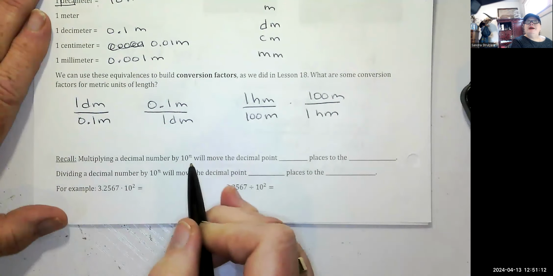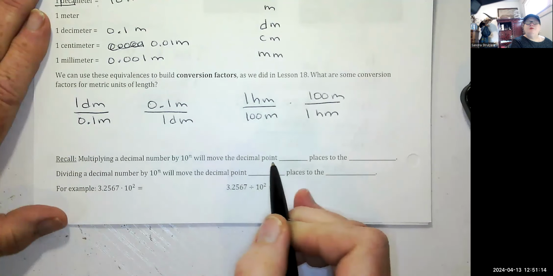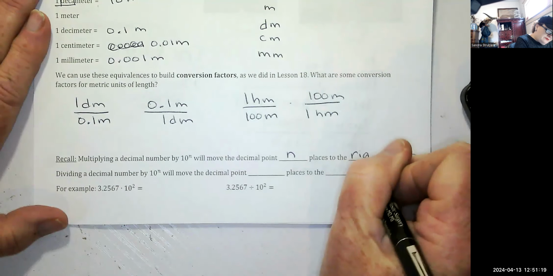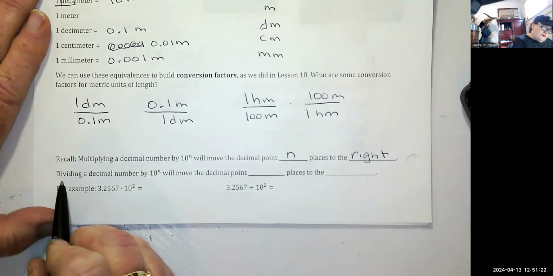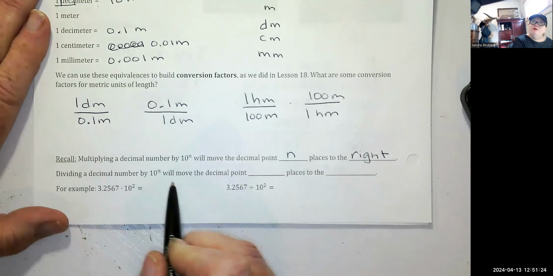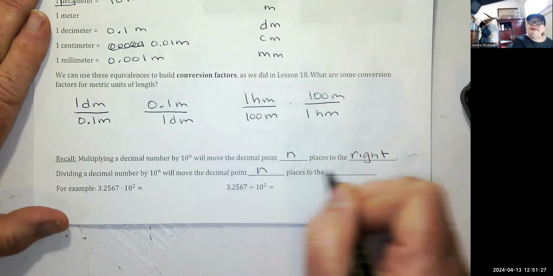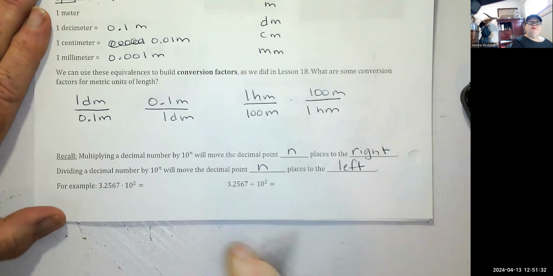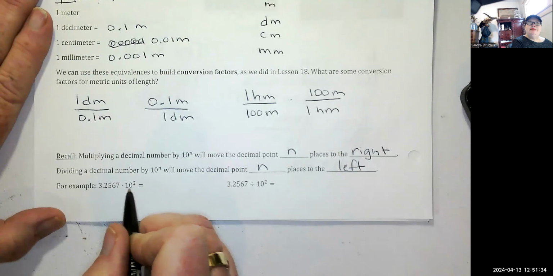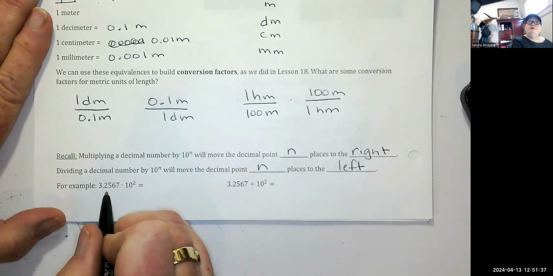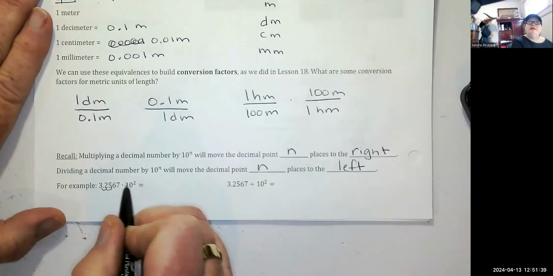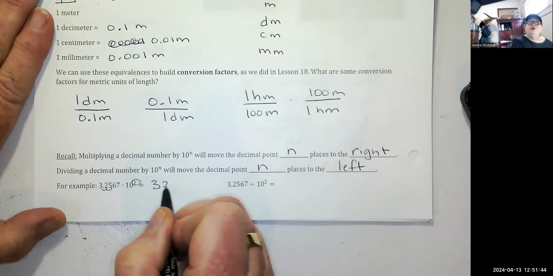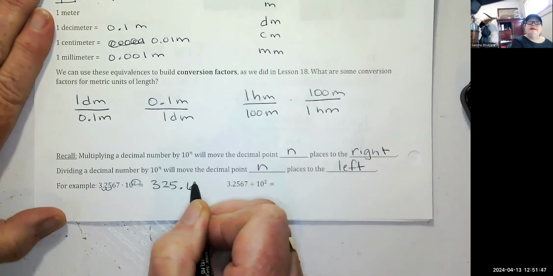Multiplying a decimal number by 10 to the n will move the decimal point n places to the right. Dividing a decimal number by 10 to the n will move the decimal point n places to the left. So here are examples. 3.2567 times 10 to the 2. Well, this is multiplying, so it's going to move it n places, n is our 2. We're going to move it to the right 2 places. So that's 325 and now 0.67.